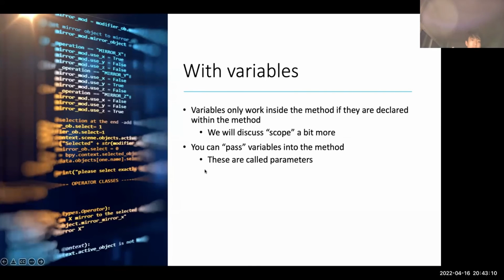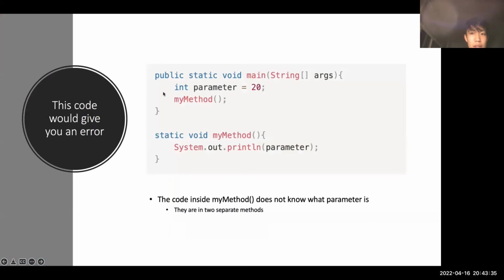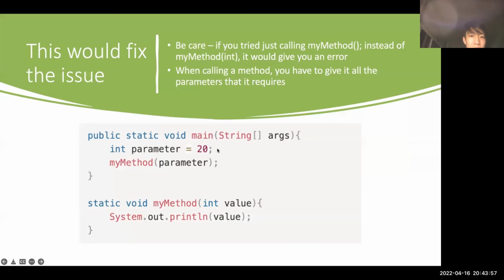Okay, here it is. So with variables, if you want to use variables inside of your functions, as we did earlier with our value variable, and we wanted to see if it was less than or greater than 10, you have to declare them either within the method itself, because otherwise the method won't know what variable you're talking about, or you can pass variables into the method, and that's called a parameter. So this code would actually give you an error because my method doesn't know what parameter is. You declare parameter here as 20, and then in my method you want to print out parameter, but it doesn't know what that is because you didn't declare it within the same method. So how you would actually print it out is by passing the parameter into the method.